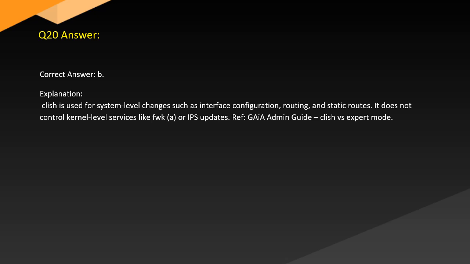Answer. Correct answer: B. Explanation. CLISH is used for system-level changes such as interface configuration, routing, and static routes. It does not control kernel-level services or IPS updates. Ref. Gaia admin guide, CLISH versus Expert mode.